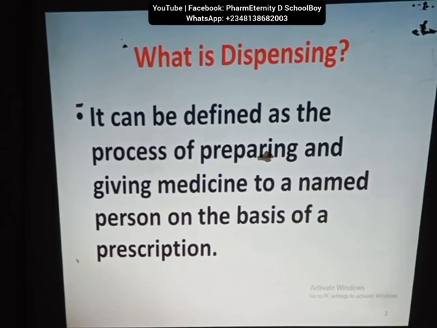Today we are going to take a look at dispensing. What is dispensing? Dispensing can be defined as the process of preparing and giving medicine to a named person on the basis of a prescription. It is very important to note here that dispensing is not just about handing over a medicine to a patient. It goes beyond that. It starts from the preparation of the medicine.